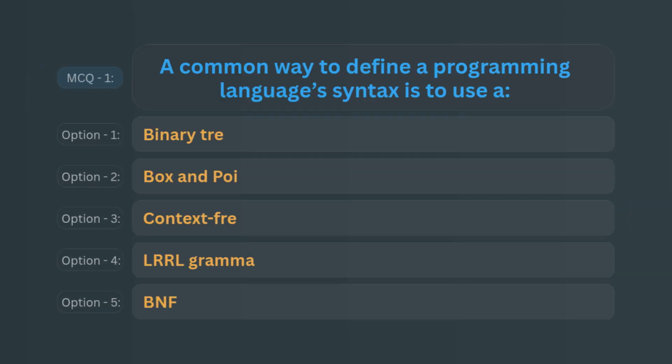BNF is just a notation, like handwriting. The question asks for the actual mathematical structure behind it. Separate the notation from the concept, and you will eliminate 4 options instantly.